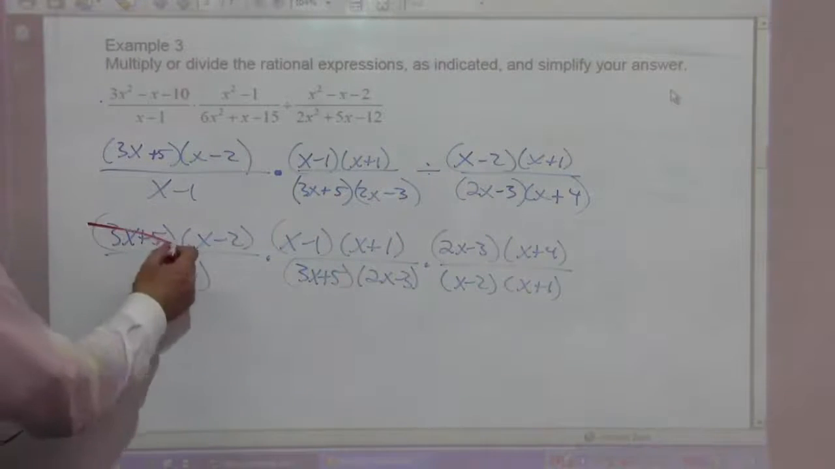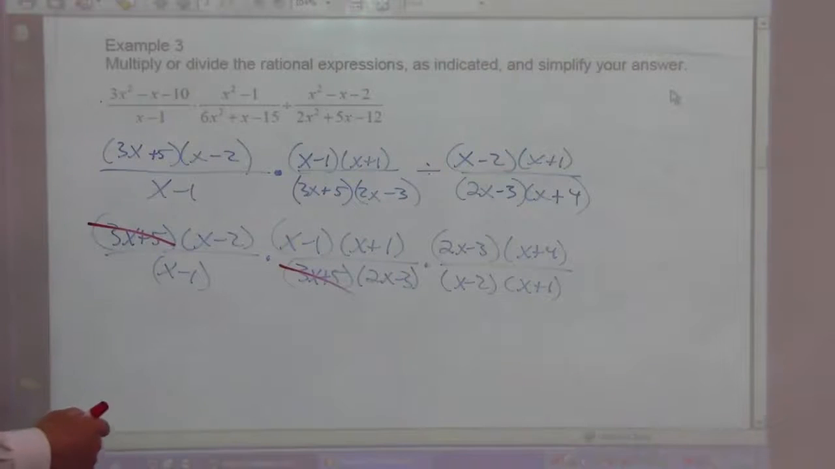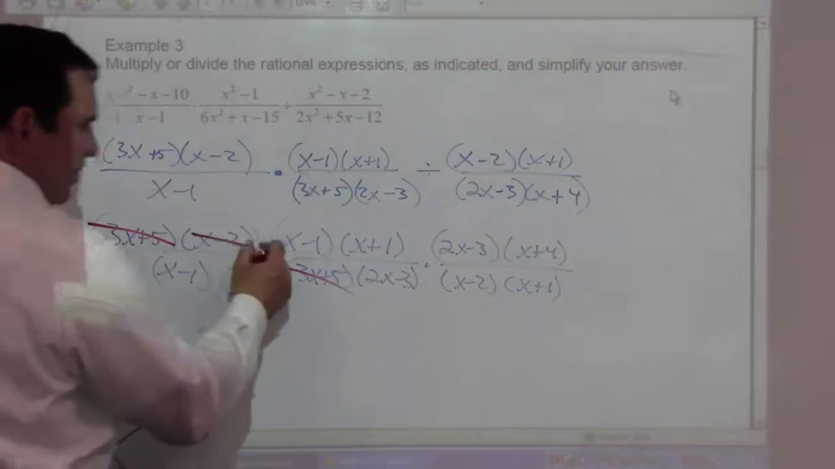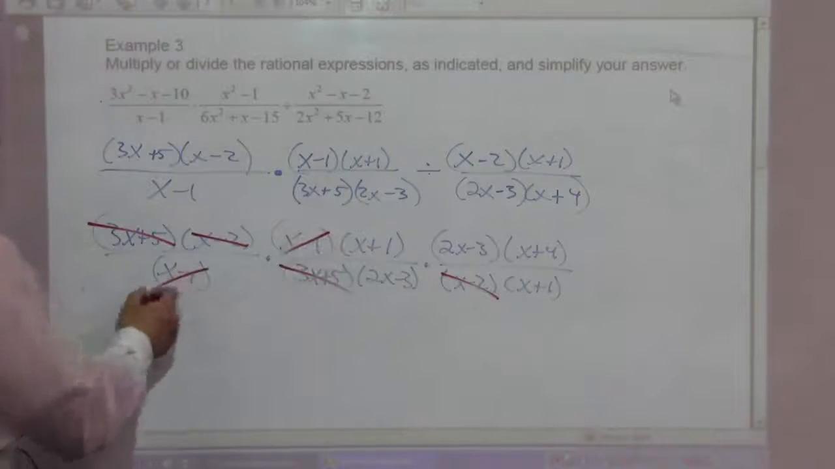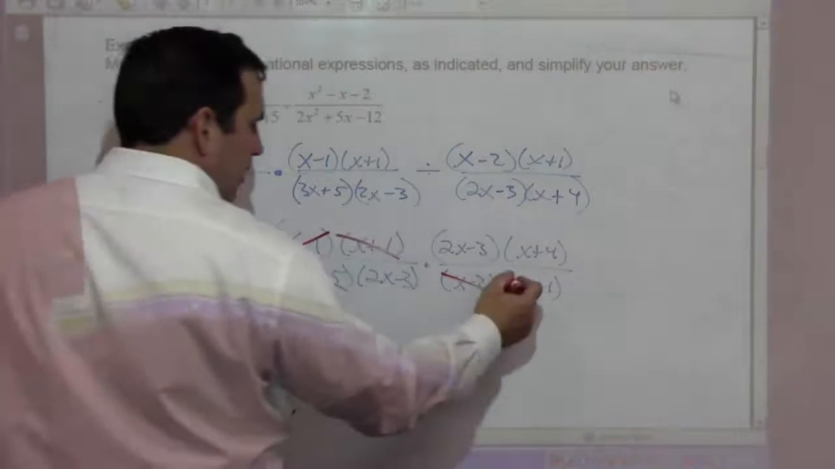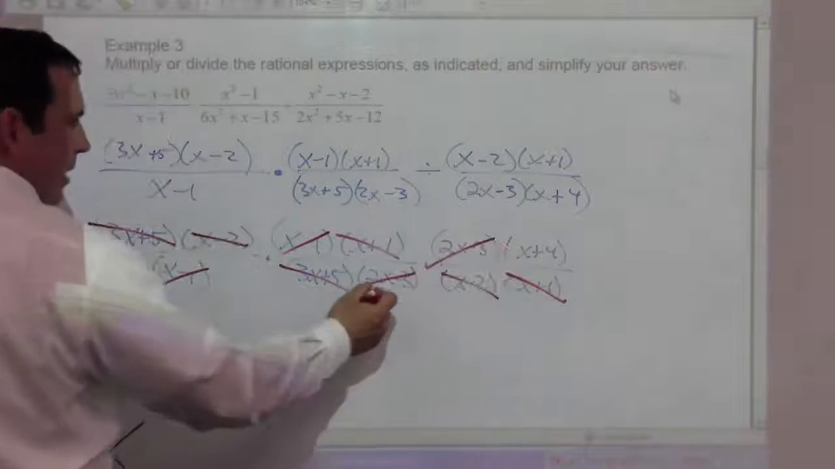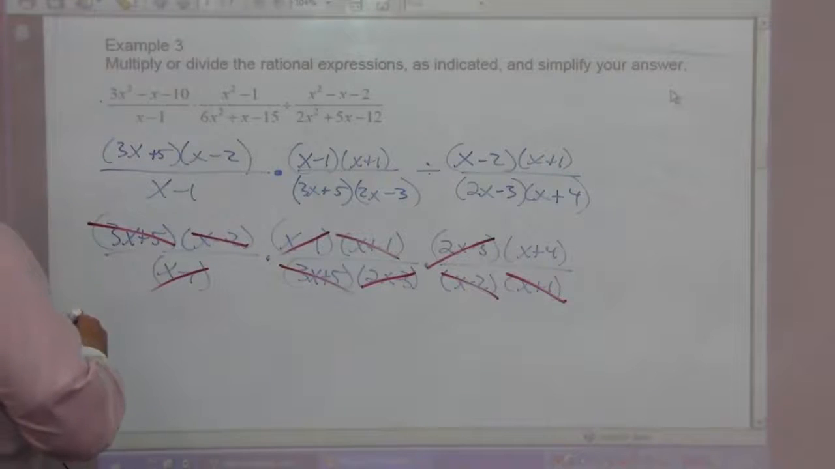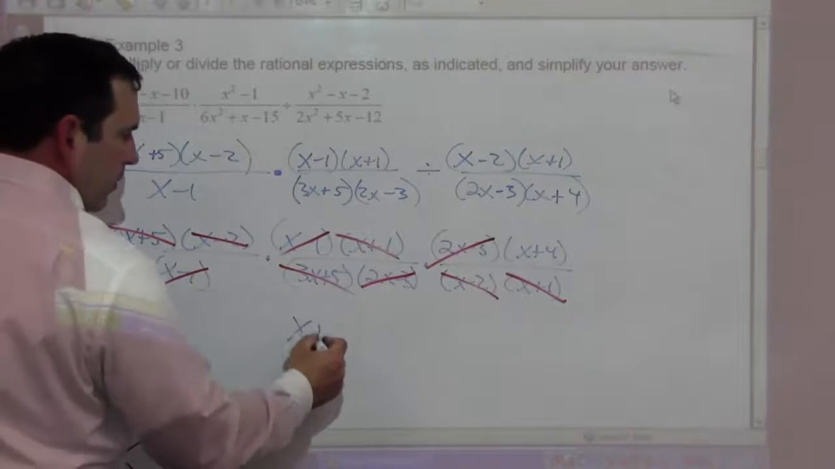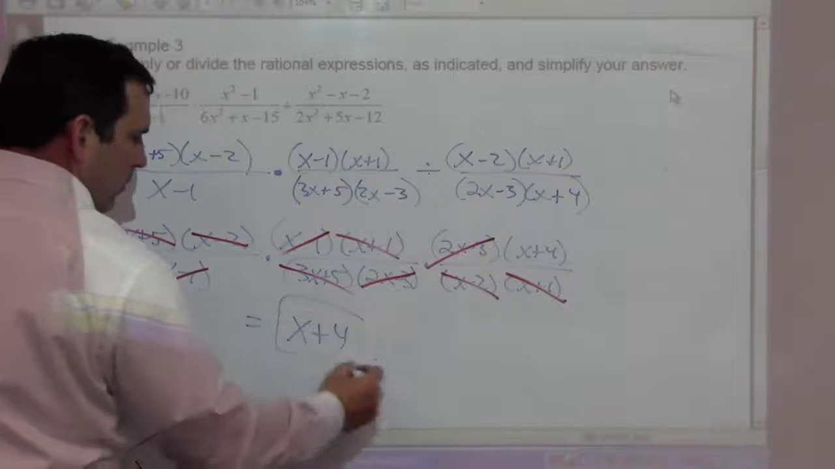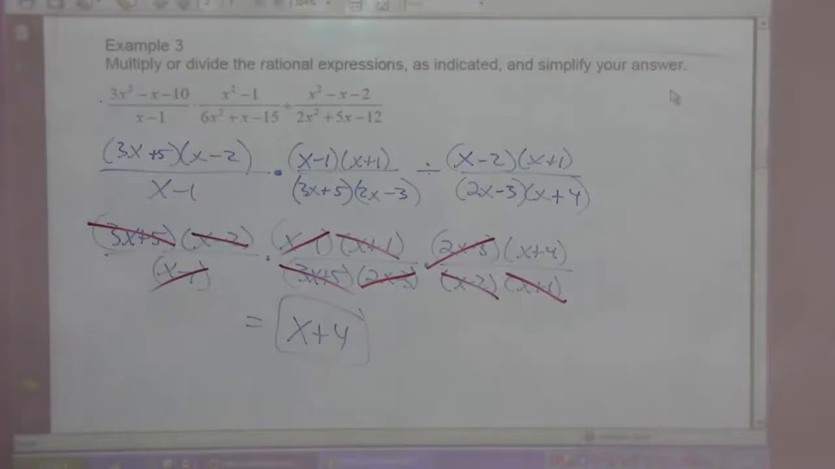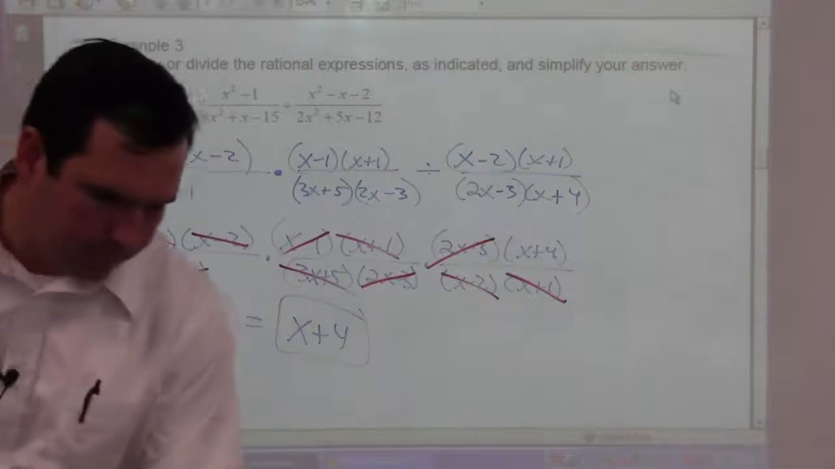What divides out? 3x plus 5. This is the fun part. x minus 2, x minus 1, x plus 1. Ooh, 2x minus 3, and what's left? Just x plus 4. Okay, so there's example 3.